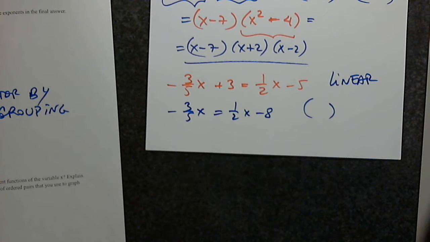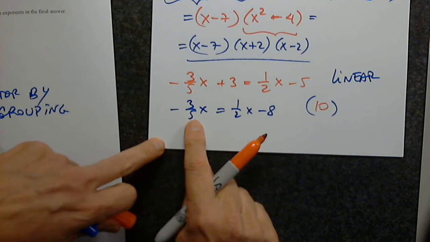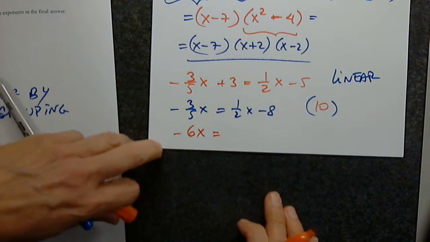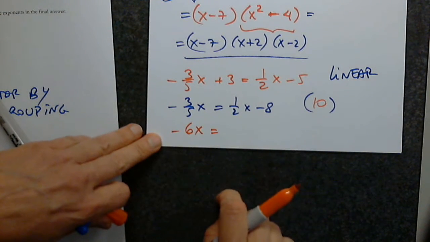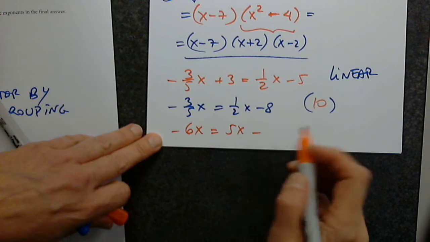So stop me anytime. Remember, the ball is in your court. If you have questions, if something is not clear, always stop me. Okay? So when I multiply this by 10, what do I get? Awesome. When I multiply this by 10, and when I multiply this by 10, good.